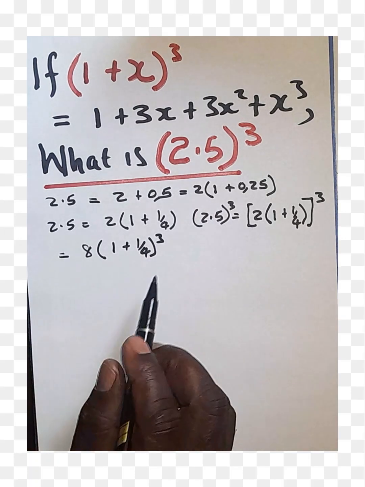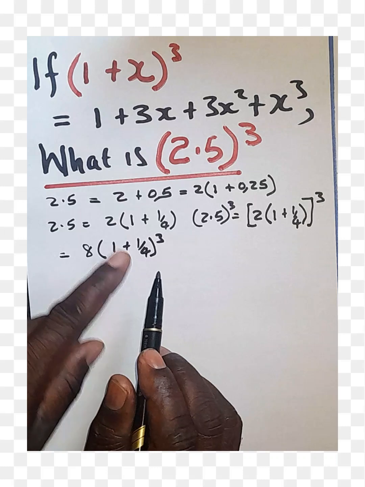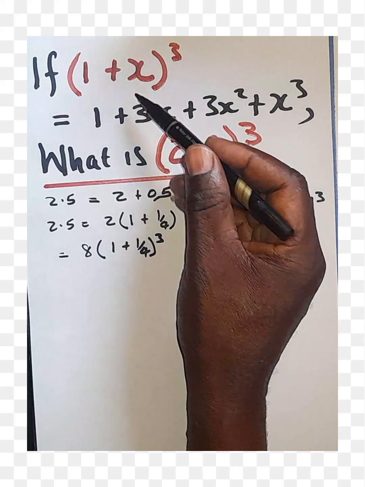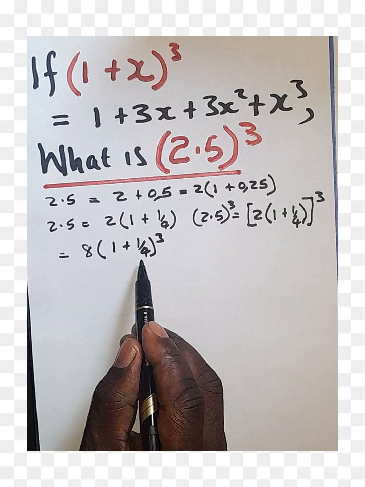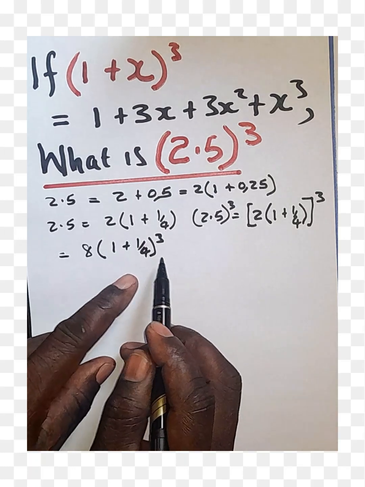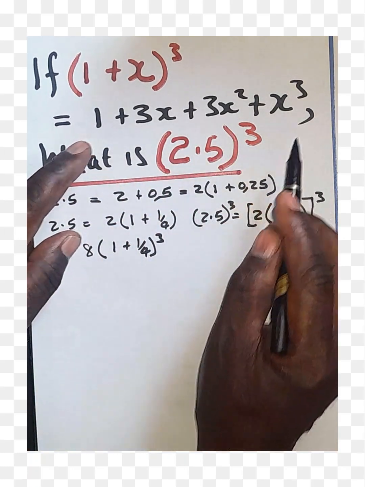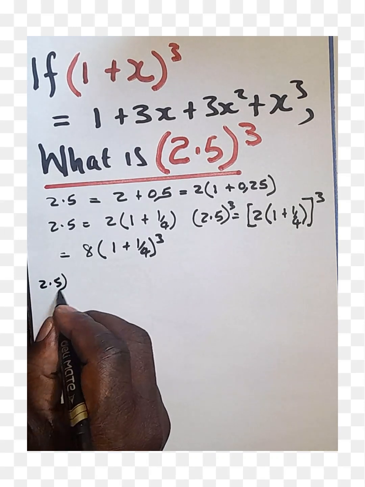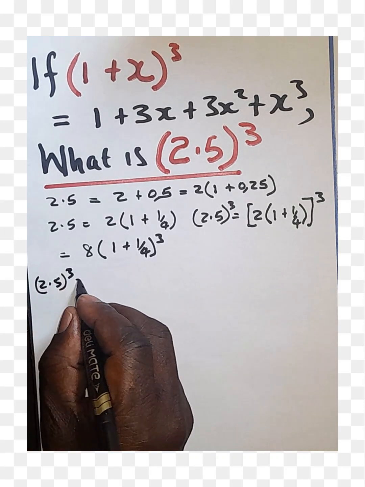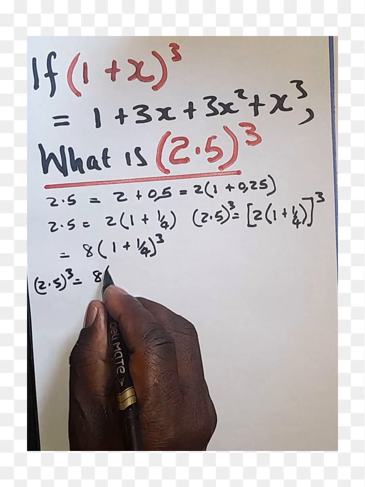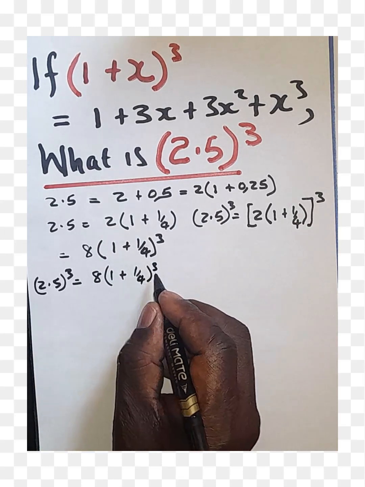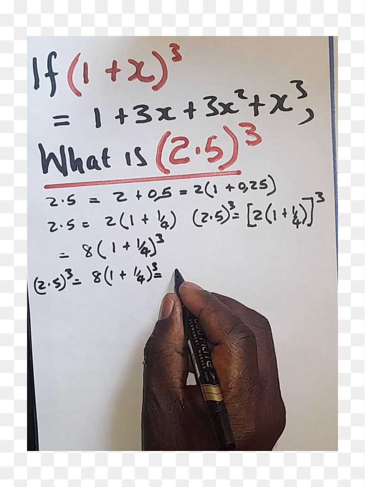Now, if you compare this binomial here with this binomial over here, you can see that our x is represented by 1 over 4. So we can expand this using this expression here. So therefore, our 2.5 raised to the power 3, which is equal to 8 brackets 1 plus 1 over 4 raised to the power 3, will be equal to 8.